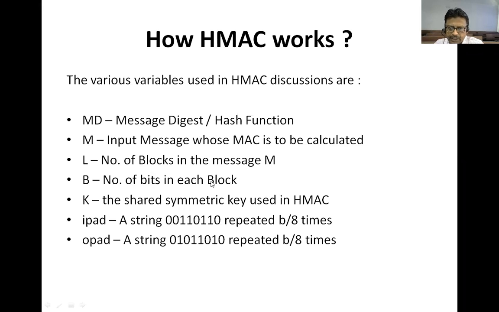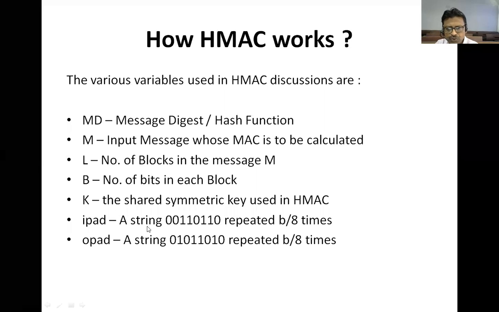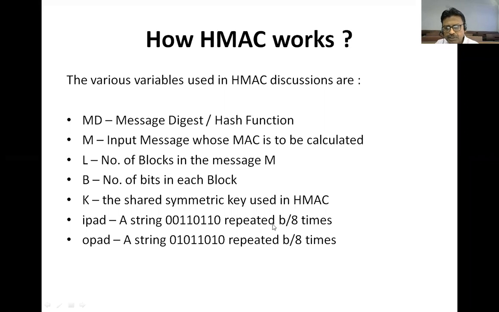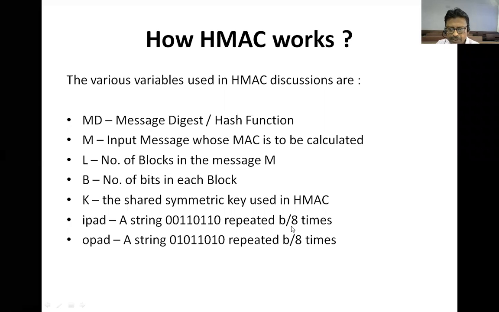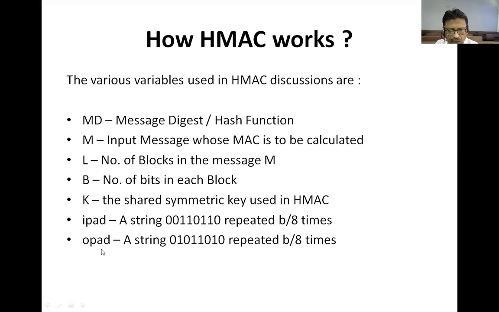B is the number of bits in each block, because whatever the message is, we convert that message into blocks. And B is the number of bits available in each block. K is the shared symmetric key, which is used in HMAC. And IPAD is an 8-bit string repeated B by 8 times, meaning however many bits are available in the block, it will be repeated B divided by 8 times. And OPAD is also a string, different from IPAD, repeated also B by 8 times, where B is the number of bits in each block.